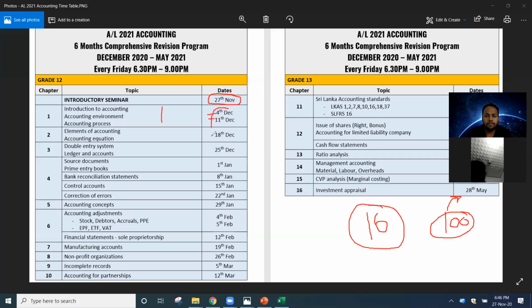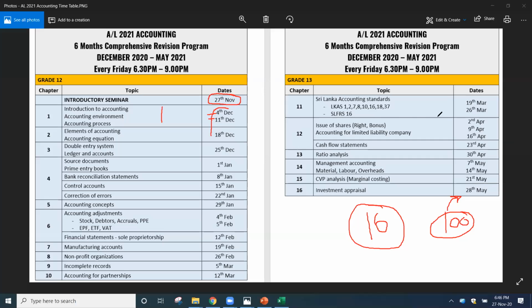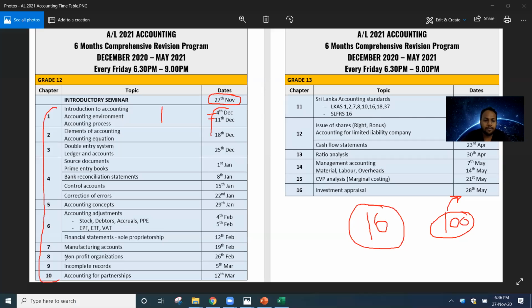Based on that only, we will cover the syllabus and complete all the sessions. Of the 16 chapters, in grade 12 there are 10 chapters. By March 12th, we will complete all 10 chapters in grade 12, including 20 years of past papers and all the MCQs related to this. For each chapter, if there are important points, I will give you the mind map. Mind map is the most important thing when you are learning. So this is the plan.